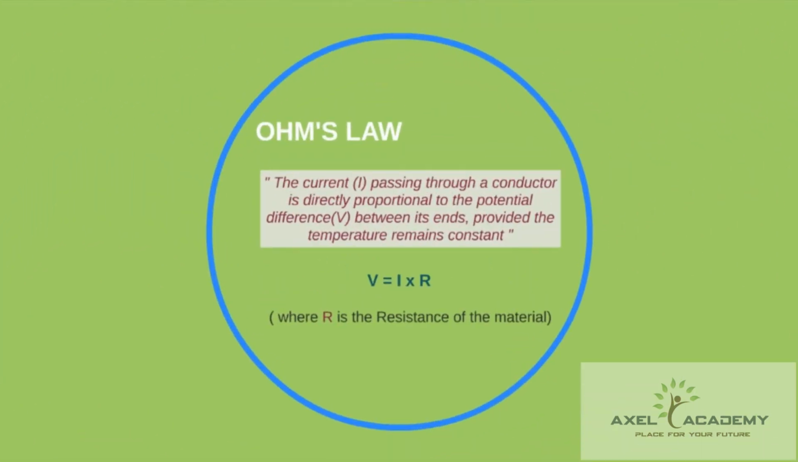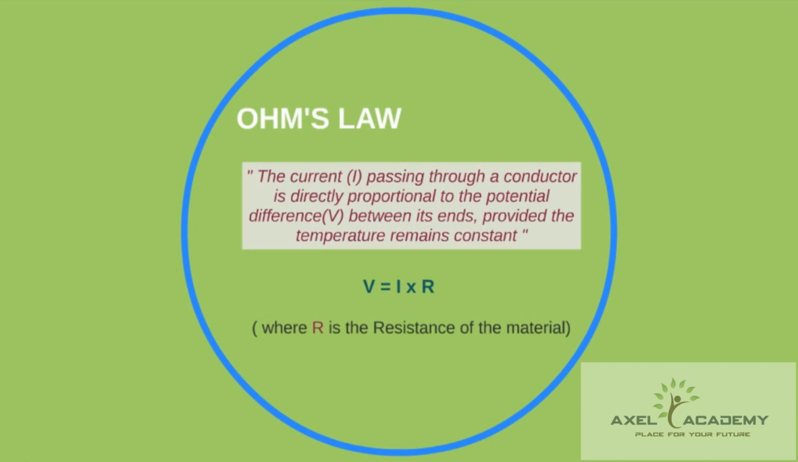So there are three major terms associated with this circuit: voltage, current, resistance. To obtain the relation between these three things, we are using Ohm's law. According to Ohm's law, the current I passing through a conductor is directly proportional to the potential difference between the ends, provided the temperature remains constant. V equal to IR. V is the voltage, I is the current, and R is the resistance of the circuit.